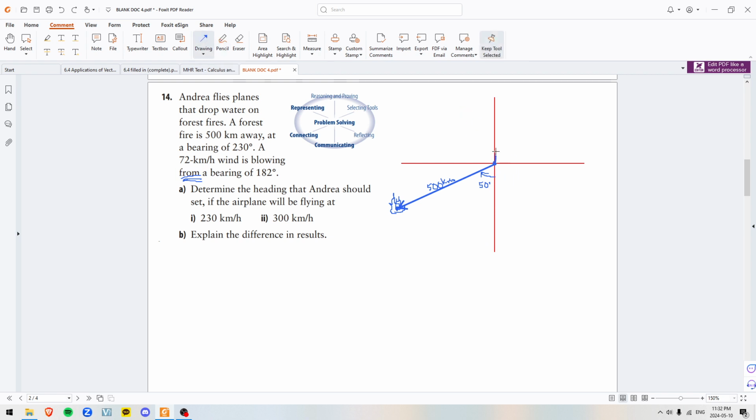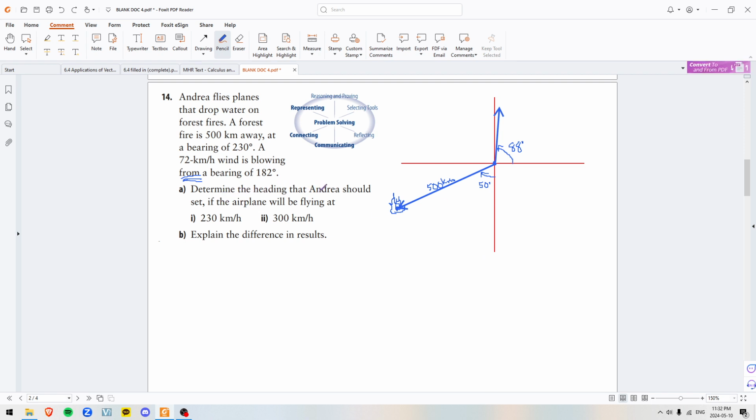Wind is actually blowing that way at an angle of 2 degrees. In other words, the angle from the horizontal will be 88 degrees. Think about that one more time. A wind is blowing from a bearing of 182. So if it's blowing from there, it crosses the origin and continues in this direction, not the southern direction. That's the trick. Please be careful.